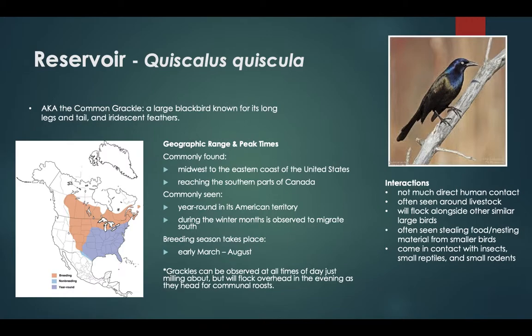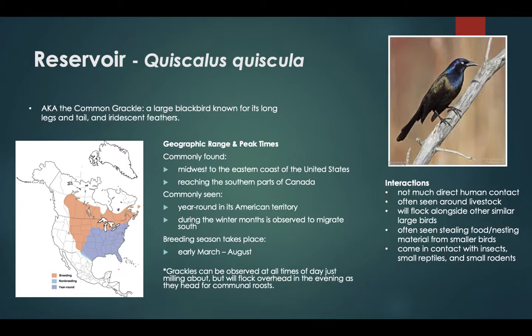The reservoir of our disease was found to be Quiscalus quiscula, which is also known as the common grackle. It's considered one of the blackbirds, and it's known for its long legs and tail, and as an adult they can range up to 28 to 34 centimeters long. From afar they do look black, but as you can see in the photo we have to the right, they have iridescent feathers, so that's where you're going to see those blues and greens coming through, but that is going to be more common in the male birds.